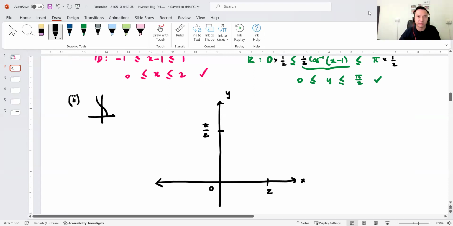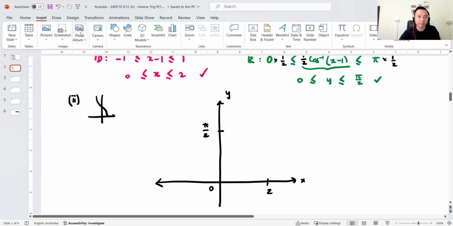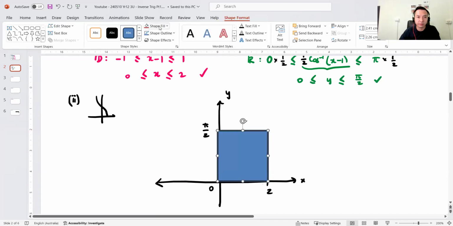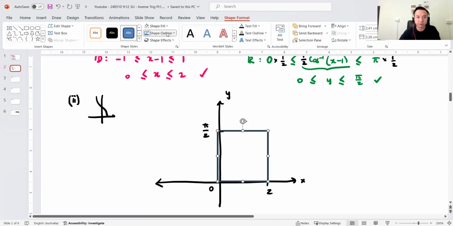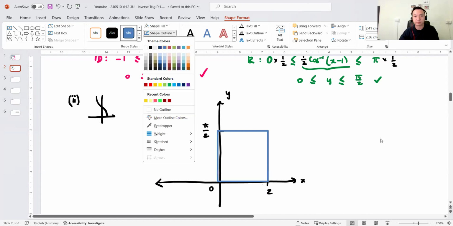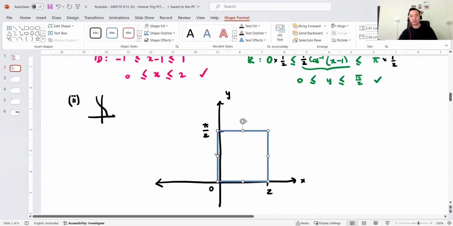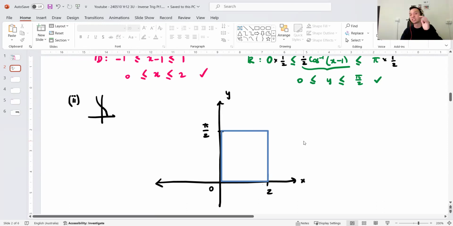Now, I always ask my students, and I'll actually draw it for you, to draw a rectangle, no fill. Now I'll draw this a little bit brighter. I always use a rectangle as a demonstration of what I want. Now, you don't need to draw the rectangle. It's just for you to visualize, because my inverse graph is basically within that rectangle.